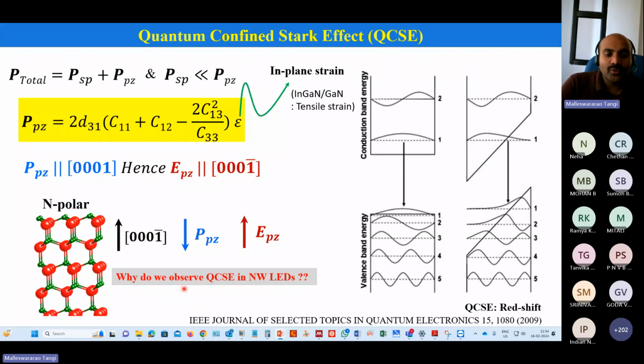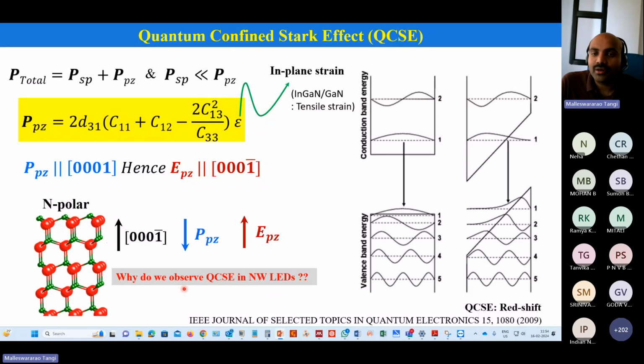So why do we observe quantum confined Stark effect in nanowire LEDs? This is the main reason: because of these strain-induced fields, the electron and hole do not overlap. They will have some slight offset, and this causes non-radiative recombination centers within the active region in the quantum wells.